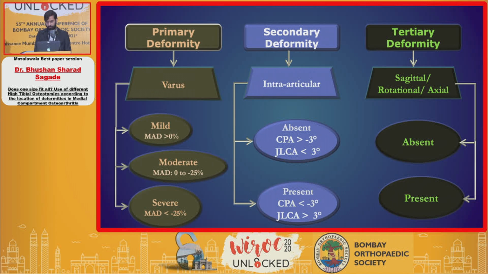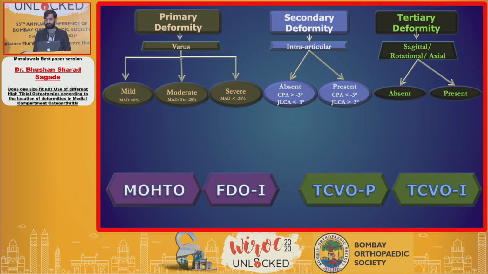which may or may not be present in the patient. To summarize, based on our extensive measurements and analysis, I conclude that a MOHTO is ideal for mild varus without any associated deformities in the secondary and tertiary categories. The FDO-I is ideal for moderate to severe varus deformities, but cannot treat associated intra-articular deformities and can tackle tertiary deformities. The TCVOP is ideal for moderate varus with associated intra-articular deformities, but does not tackle tertiary deformities, and the TCVO-I can be reserved for the most severe deformities in all the 3 categories.